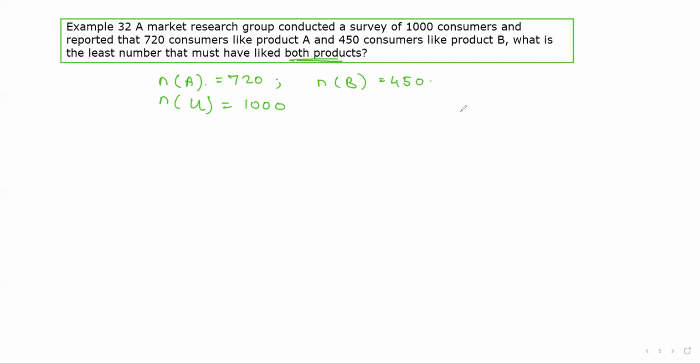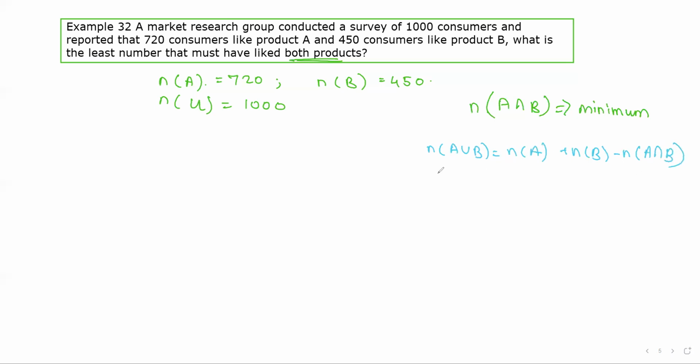Now both the products will be liked by A intersection B. So you have to find the minimum value, or least value, of this. In a generalized scenario, we know the formula: n of A union B is equal to n of A plus n of B minus n of A intersection B.